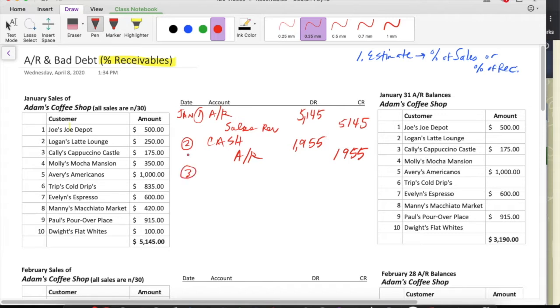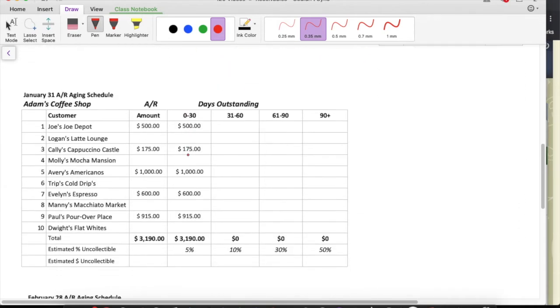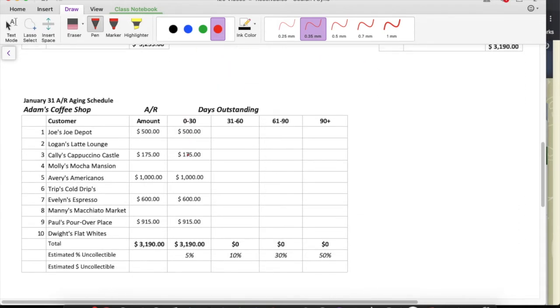And so we're going to scroll down here to the bottom, and we're going to look at what's called an aging schedule. When we do percentage of receivables, we typically look at how old our receivables are. Because the logic is, the longer somebody has owed us money, the less likely they are to pay. And so we take our accounts receivable balances at the end of the period. So here we have the accounts receivable amounts, right? The amounts people owe us.